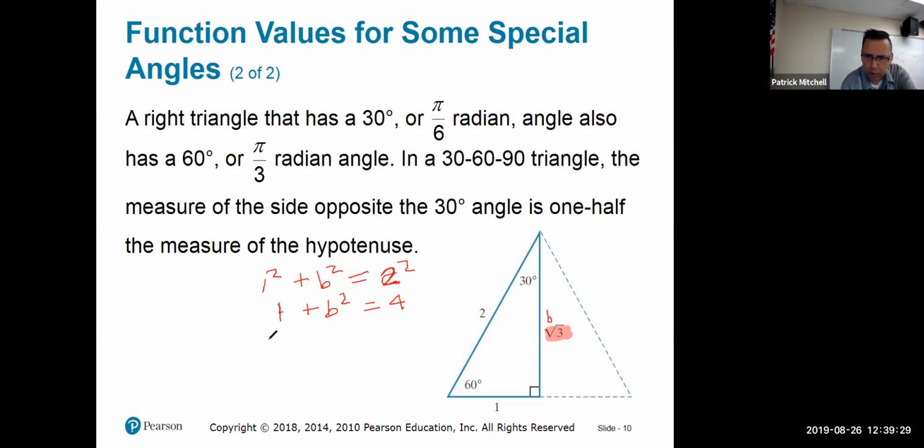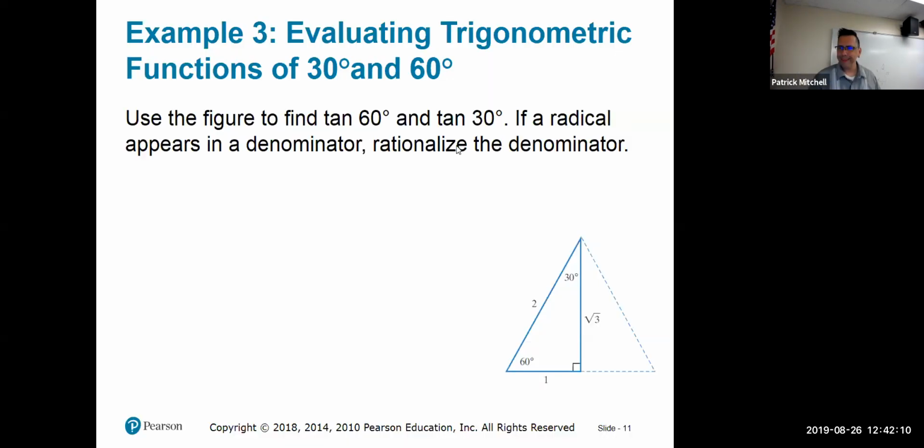And now if I solve that equation for B, I'll subtract 1 on both sides. That'll give me B squared equals 3. And if B squared equals 3, that must mean that B is the square root of 3. Okay. So now I can uncover this. All right, so now that we know all 3 sides of this right triangle, we can evaluate any trig function at 30 degrees or 60 degrees.